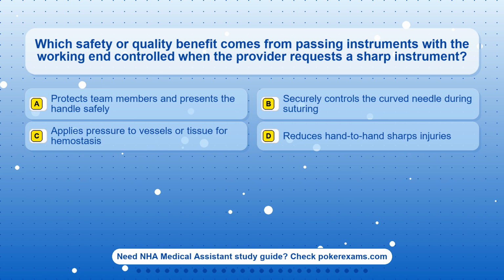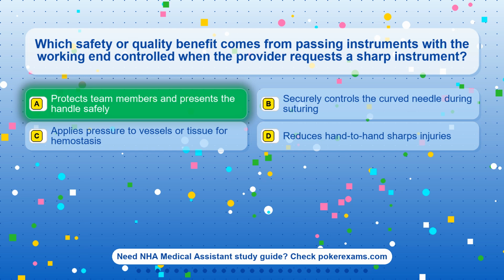Question 6. Which safety or quality benefit comes from passing instruments with the working end controlled when the provider requests a sharp instrument? Option A. Protects team members and presents the handle safely. Option B. Securely controls the curved needle during suturing. Option C. Applies pressure to vessels or tissue for hemostasis. Option D. Reduces hand-to-hand sharps injuries.